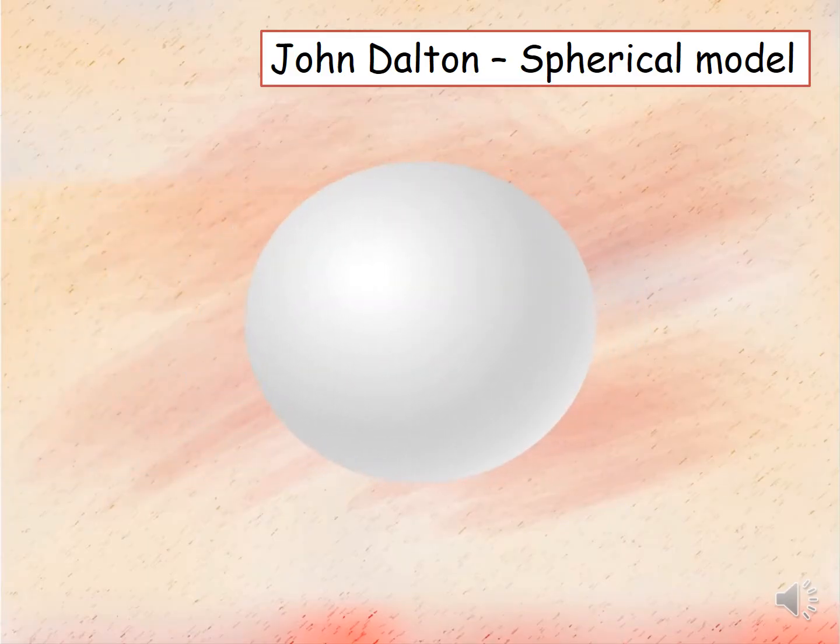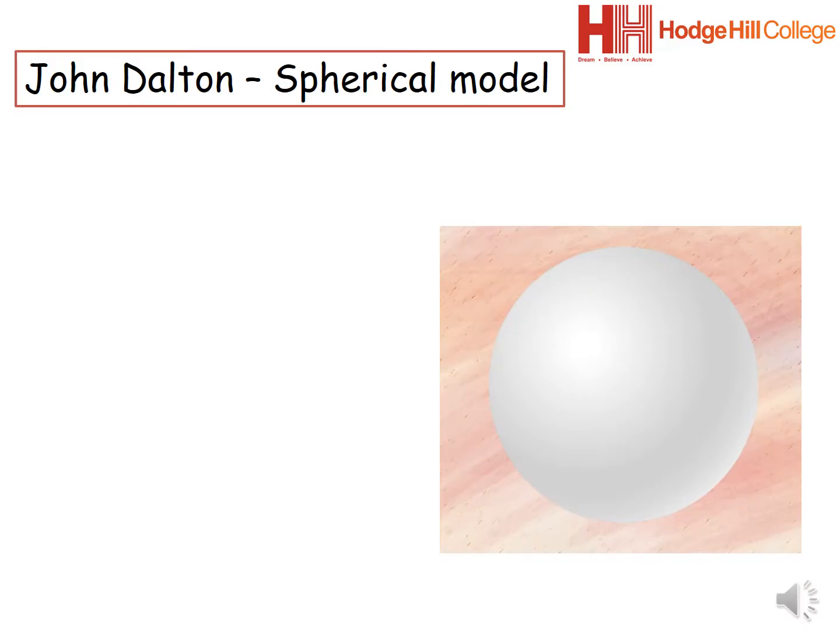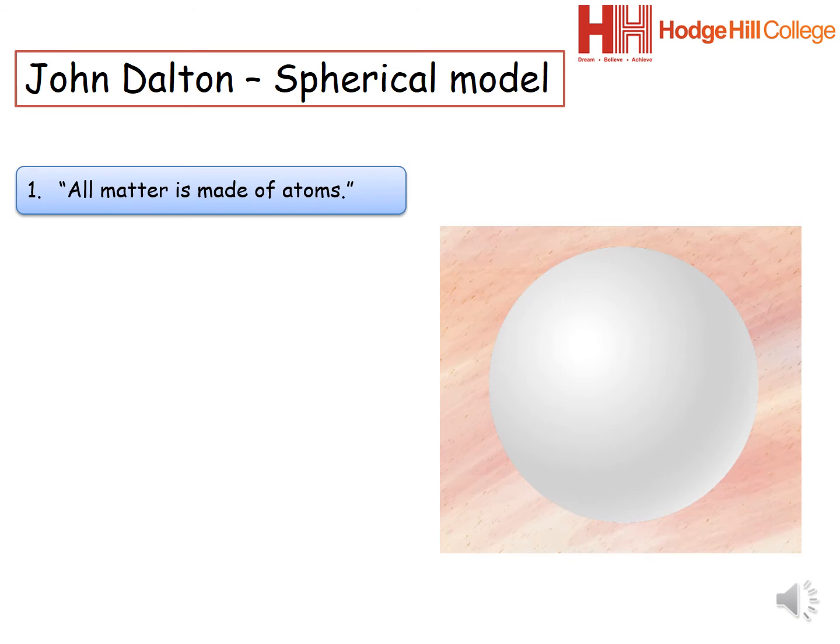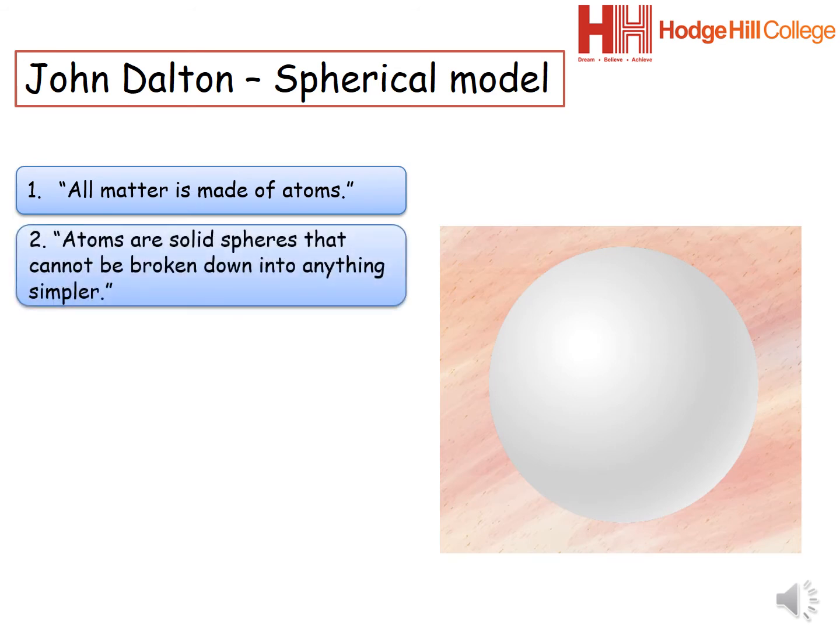Let's now have a look at John Dalton. He came up with the spherical model, which looked something like this. In the 1800s, John Dalton published his ideas of the atom. He thought that all matter was made up of tiny particles called atoms. He also proposed that atoms are solid spheres that cannot be broken down into anything simpler.